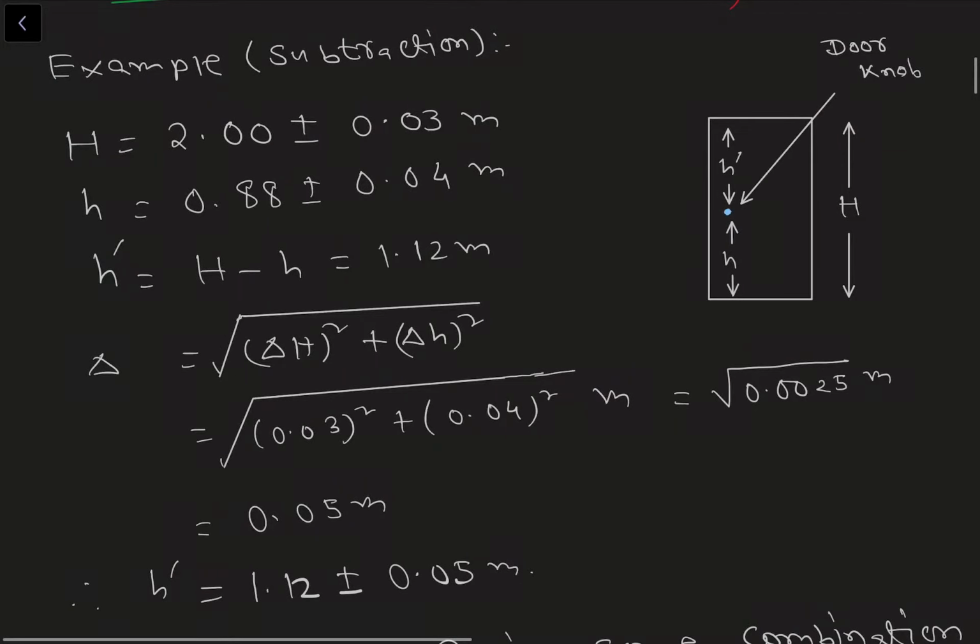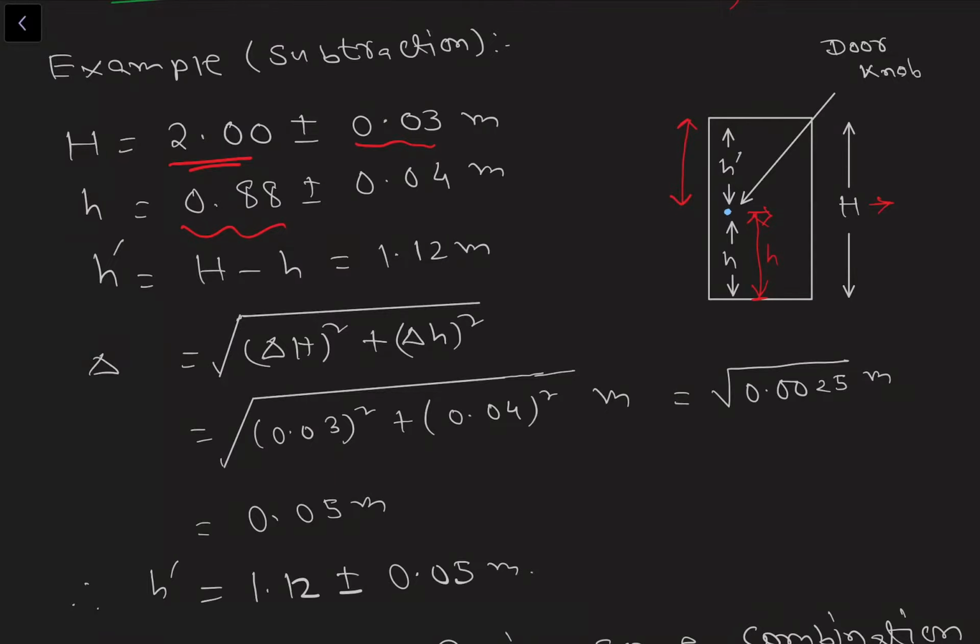Now let us come to the next example, where we are subtracting two quantities. We have a door of height H. We measured it using a meter scale and got 2.0 plus or minus 0.3 meter. We also measure the height of the door knob from the bottom of the door, which we call h, using a different scale, and it comes out to be 0.88 plus or minus 0.04 meter.